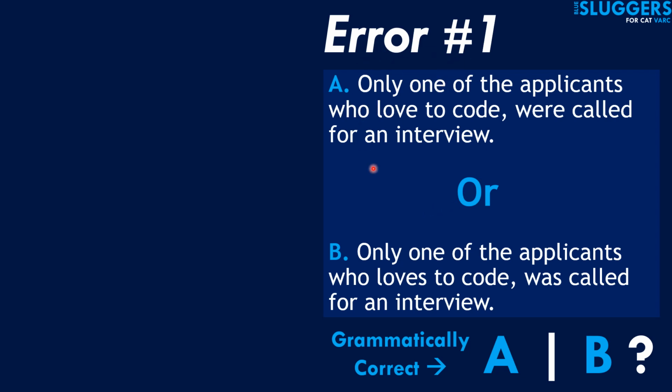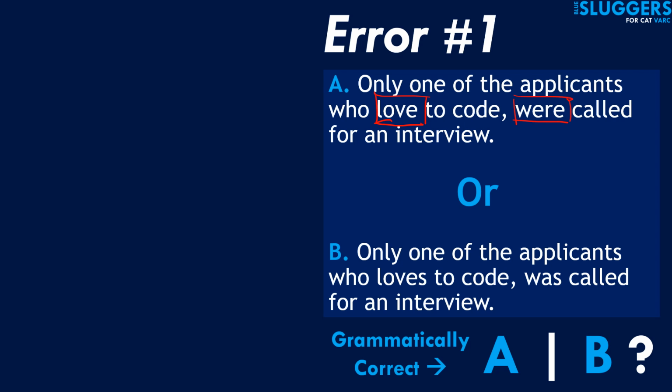Let's read each of these sentences one by one. The first one says, "Only one of the applicants who love to code were called for an interview," and the second one says, "Only one of the applicants who loves to code was called for an interview." You can clearly see that the difference in these two sentences is mainly in these two verbs here. The first one is love, the second is the auxiliary verb.